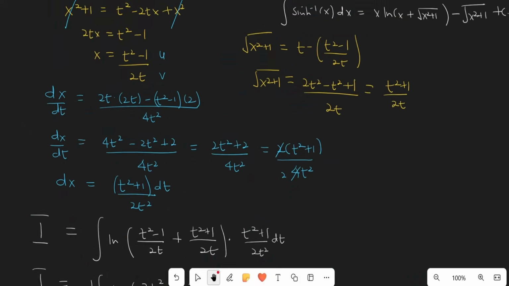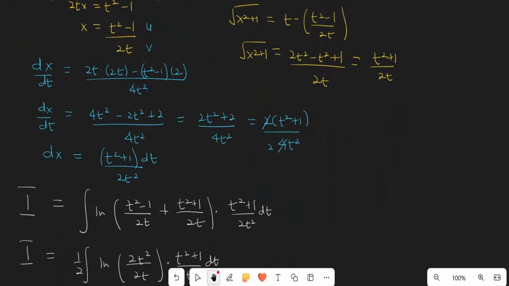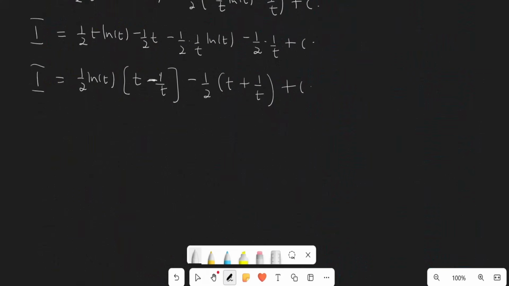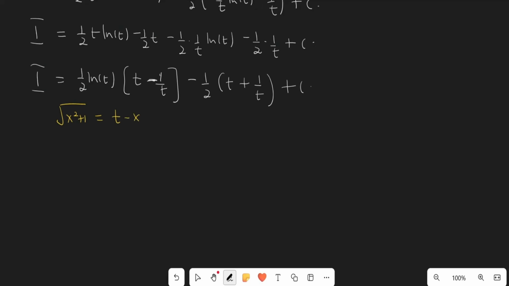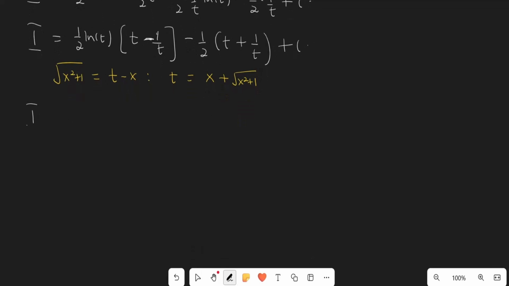So go back to our initial substitution. Recall our substitution that the square root of x squared plus 1 is equal to t minus x. So we can find an expression for t in terms of x. So t is going to be equal to x plus the square root of x squared plus 1. So we just replace t with that in our integral.